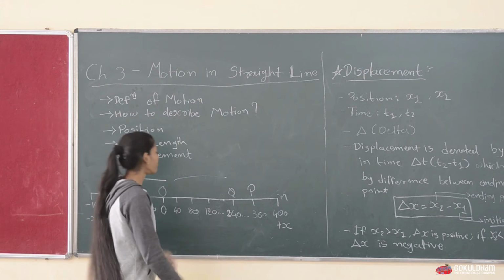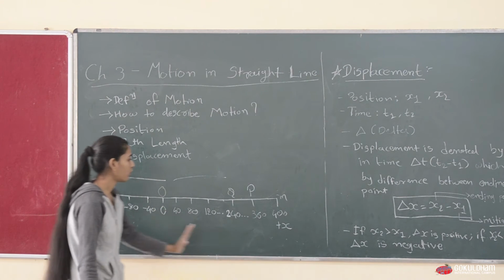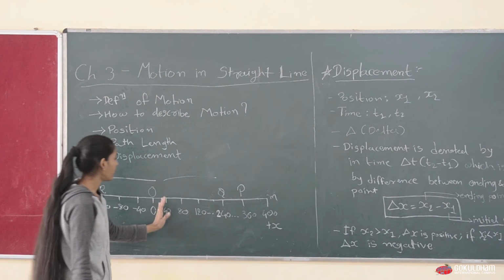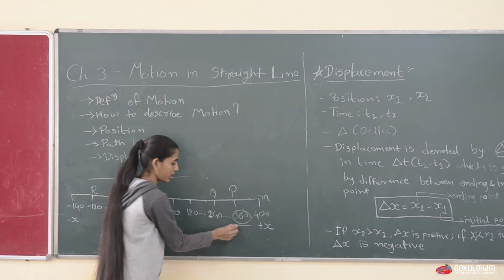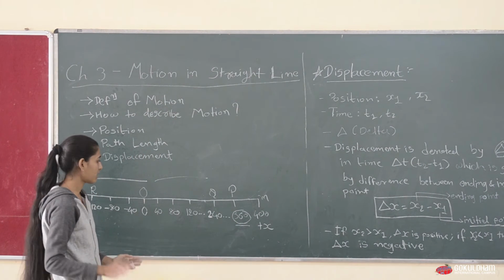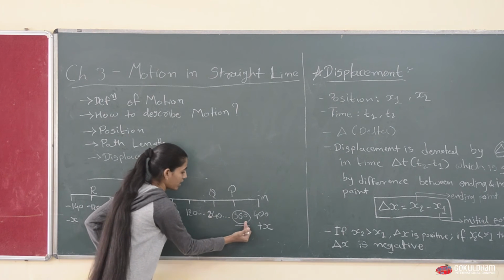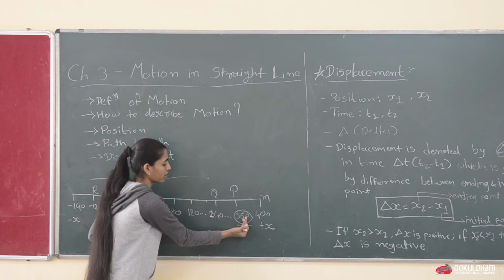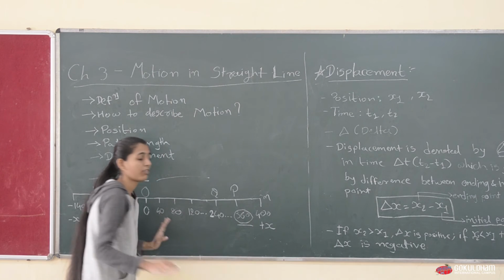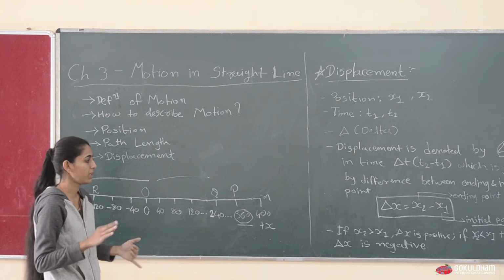For example, if our car moves from 0 to 360, then the value of magnitude will be 360 and the value of displacement will also be 360, as our ending point is 360 and initial point is 0. So, when we subtract 0 from 360, the answer will be 360. So, the value of magnitude and displacement will be the same.